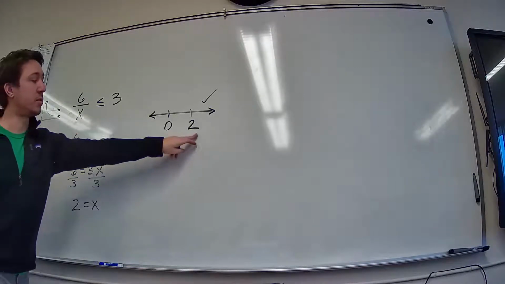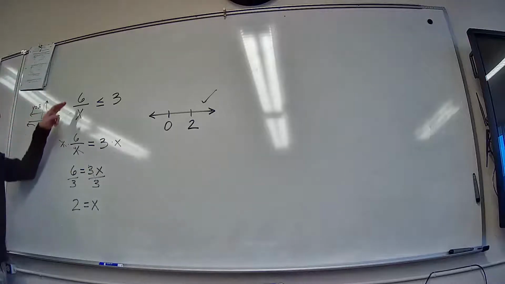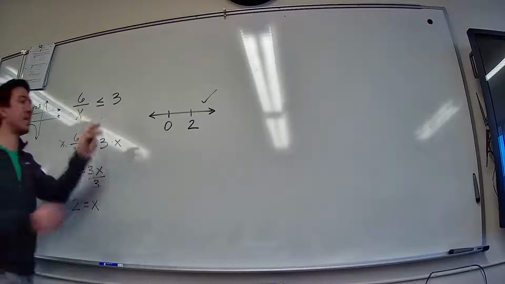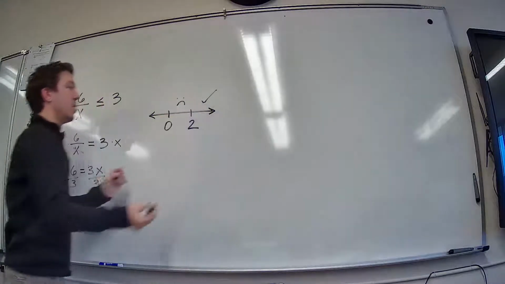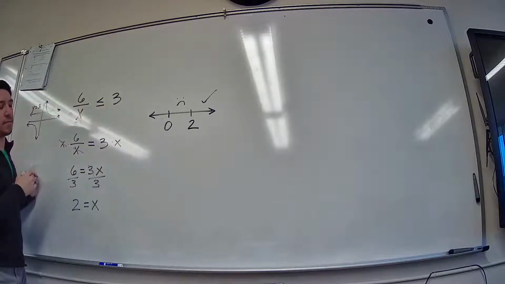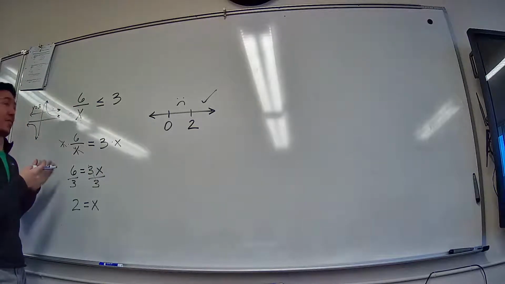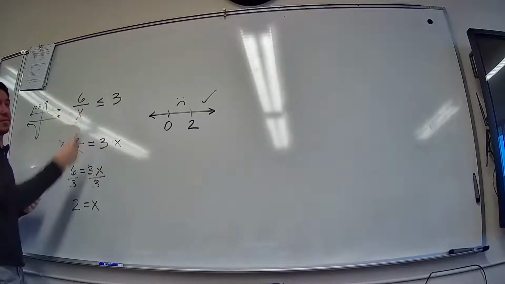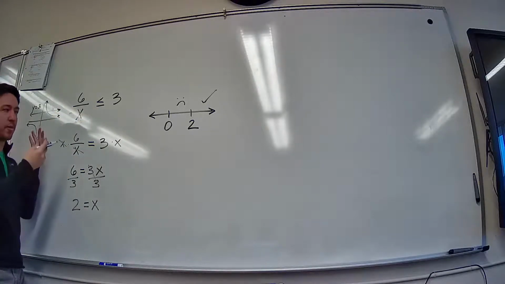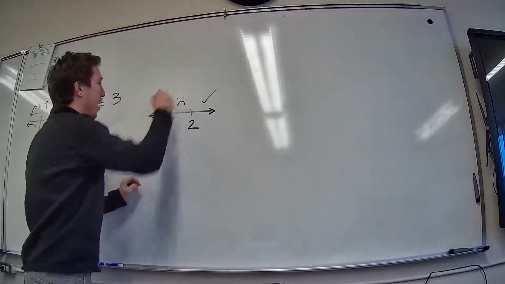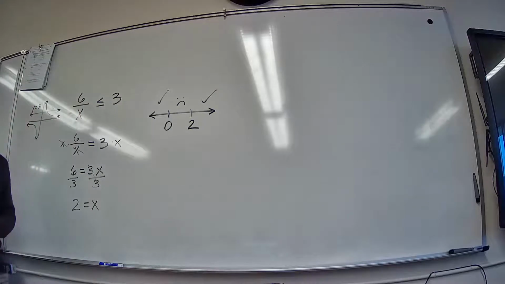Plug in a number between 0 and 2. Sure, how about 1? 6 divided by 1 is 6. 6 is not less than or equal to 3. No. And then any negative number. How about negative 5? Is negative 6/5 less than or equal to 3? Yep. You plug any negative in that, it's going to be a negative, which is less than 3.